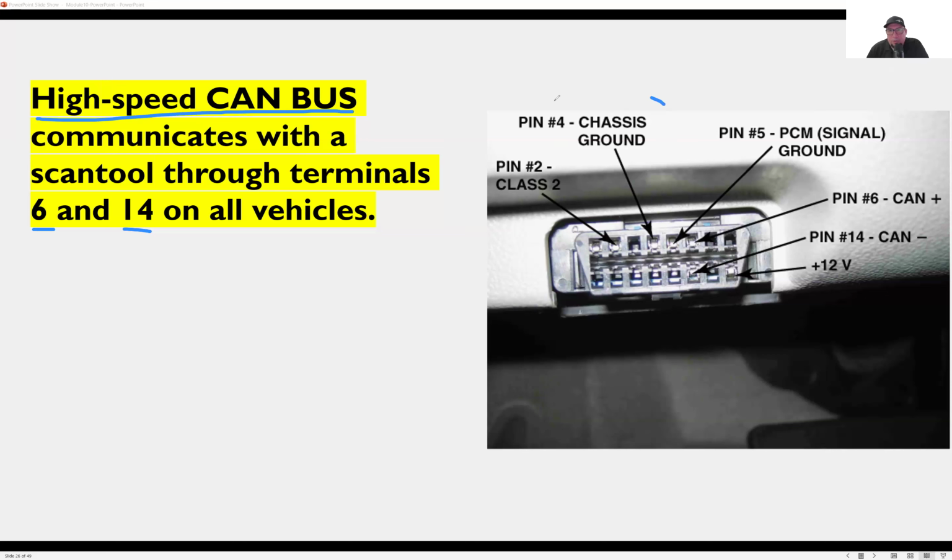Okay. Chassis ground is number 4, and power or 12 volts is number 16. Pin 16 and 14. PCM signal ground is pin number 5. All right. So these are just the terminals that are used on that OBD2 connector and what they're used for. I don't expect you to remember them.